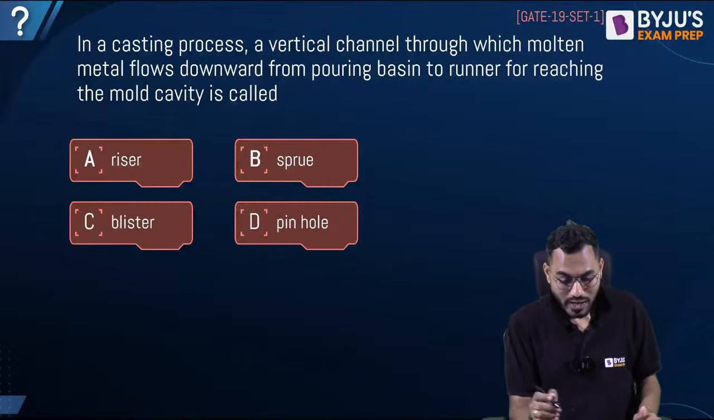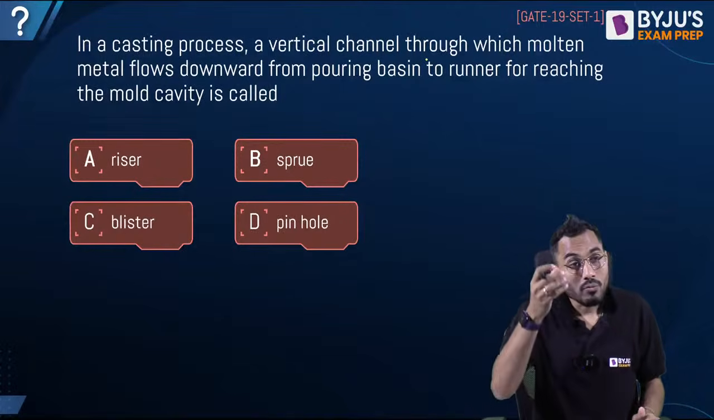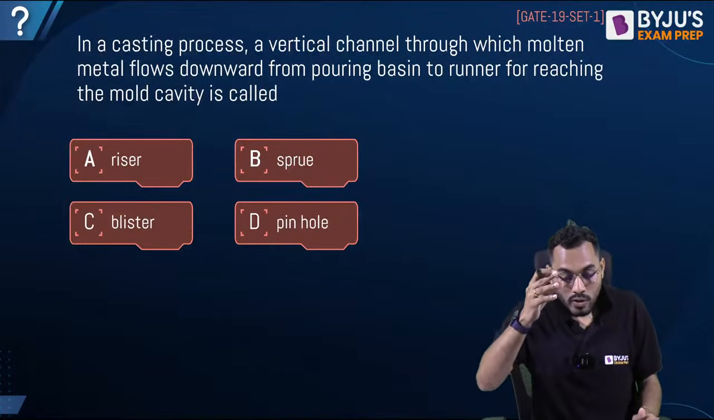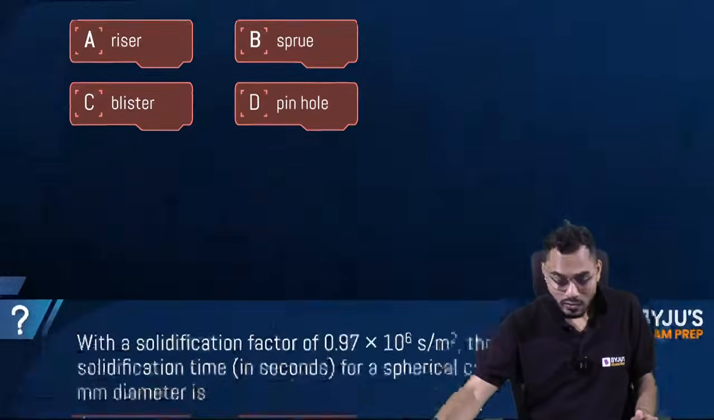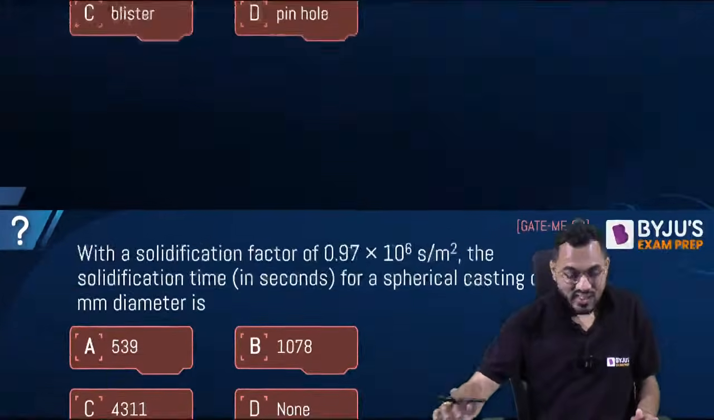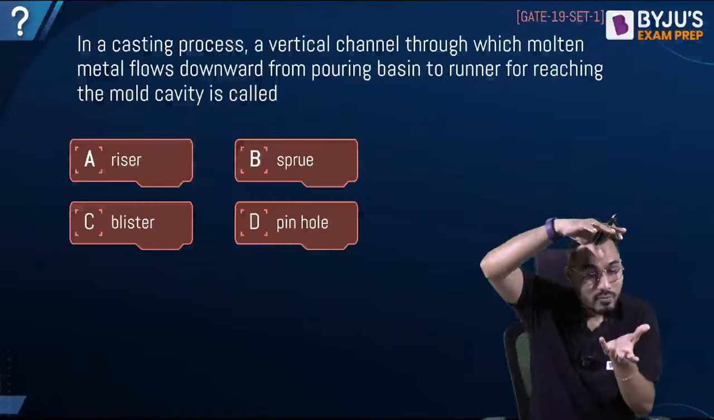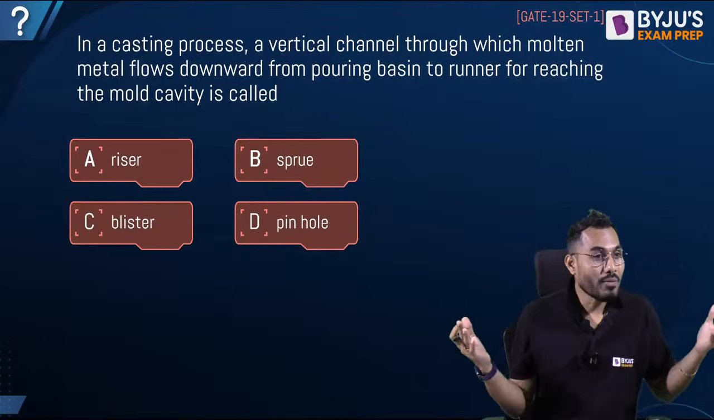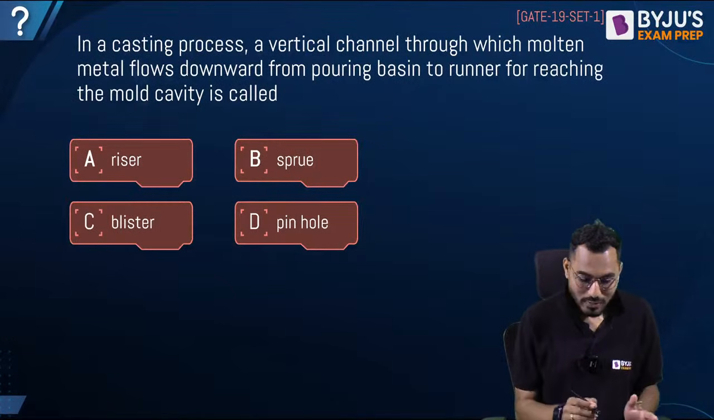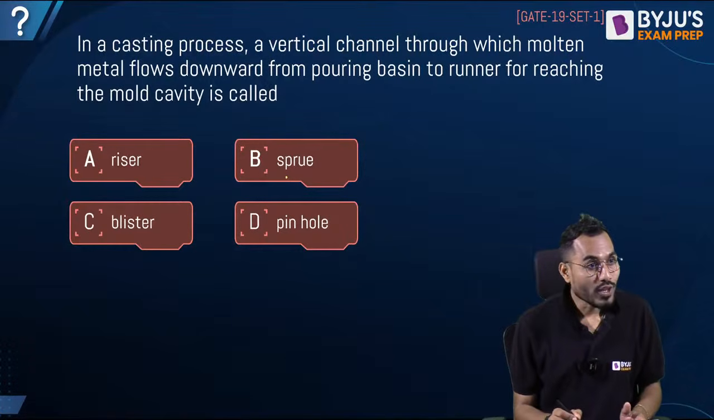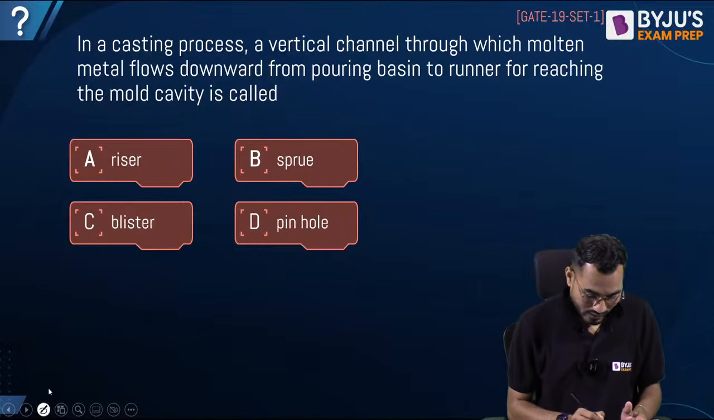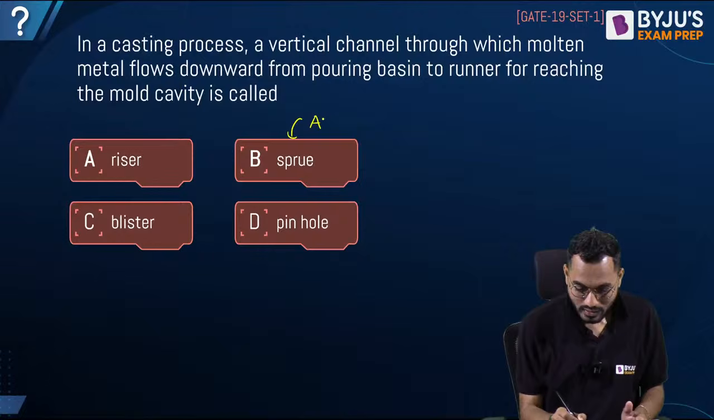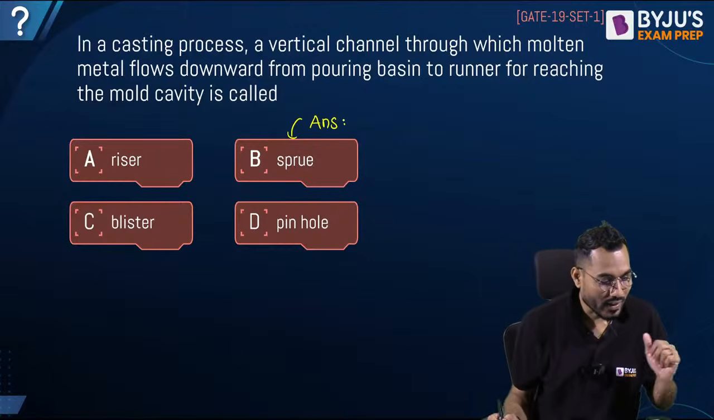A vertical channel through which molten metal flows downward from the pouring basin to the runner. In the casting process, the pouring basin is there and it flows the material to the horizontal runner. What is that vertical member called? It is called the sprue. Sprue. And this is a GATE examination question from 2019.